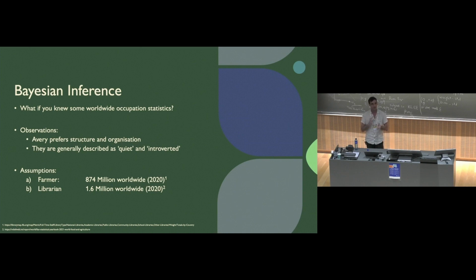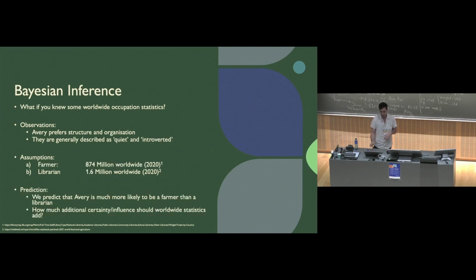And these are all external bits of information that we want to encode and include in our model and include in our reasoning about a particular outcome. So based on this idea that on average throughout the world people are much more likely to be farmers than librarians, we're now going to update our model, and we would now predict that Avery is more likely to be a farmer than they are to be a librarian.